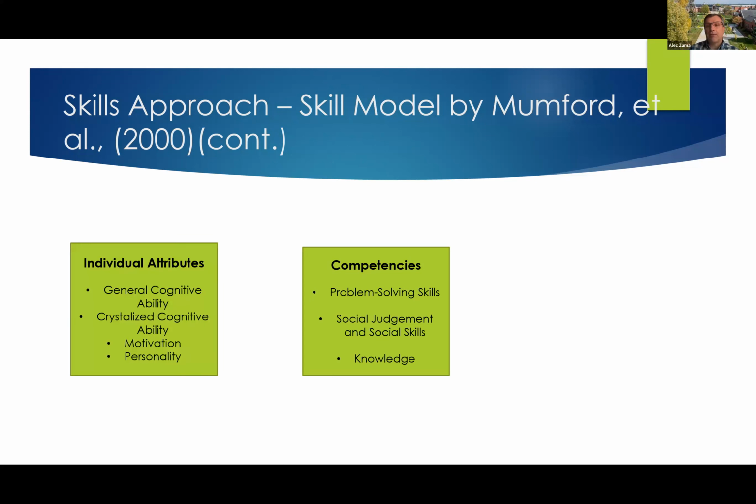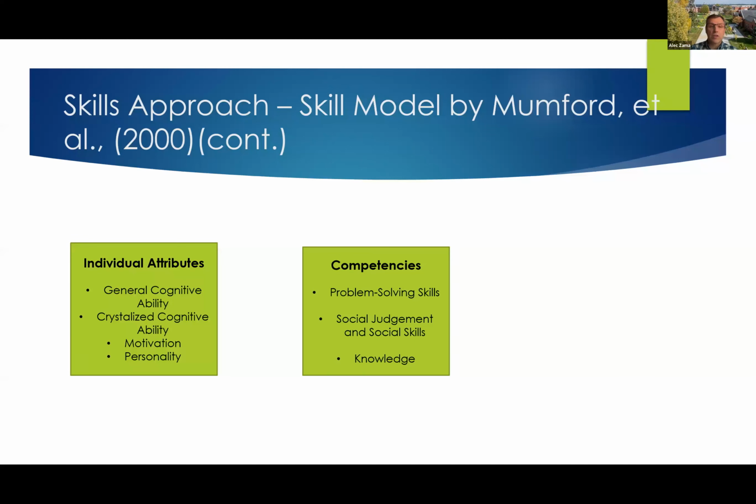The second element of this model is the individual attributes, and it has four components. The first one is general cognitive ability. This is the IQ of an individual. We talked in the video on leadership traits about intelligence being associated with leadership. Similarly here, but here we are saying that the individual attributes will impact competencies. They have an impact on the development of competencies.